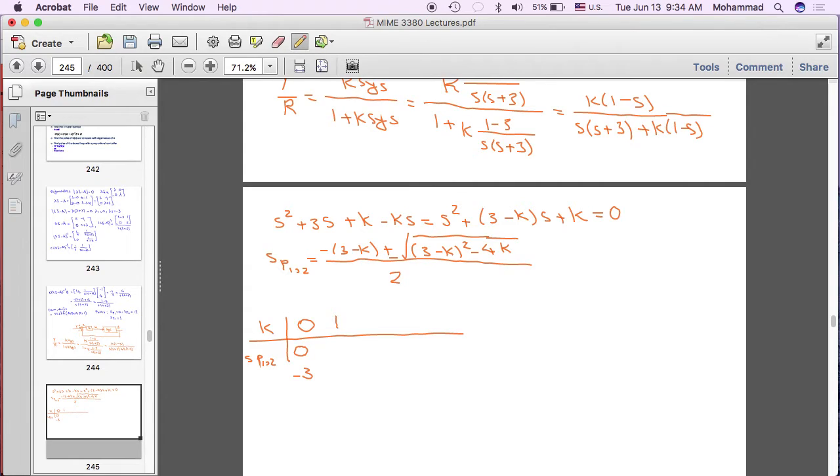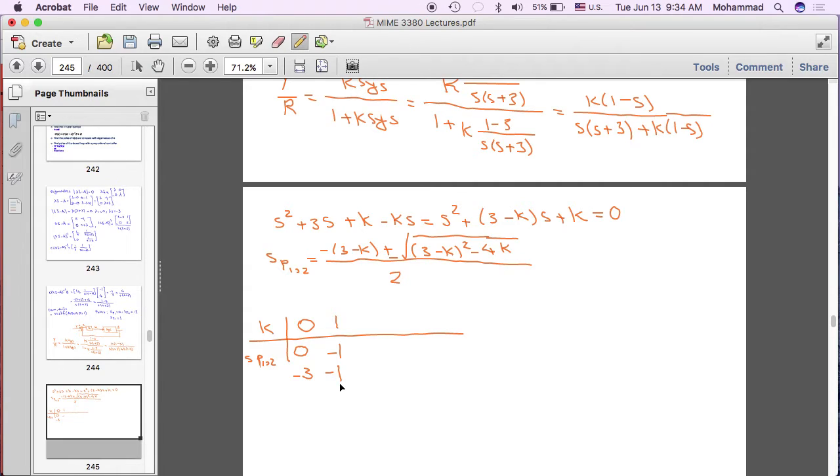So you have 3 minus 1, which is 2, minus 2 divided by 2. So the two poles are both located at negative 1. So negative 1 and negative 1. So the two poles are on top of each other. Can you see that? So the two poles come together, and at exactly K equal to 1, they meet. And if you look at the root locus, the two poles are located. It gives you the value of gain. It gives you the location of poles.